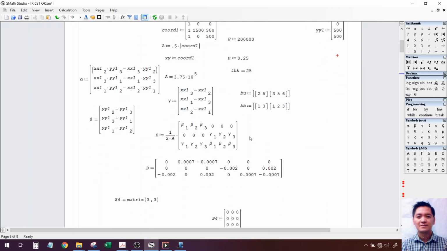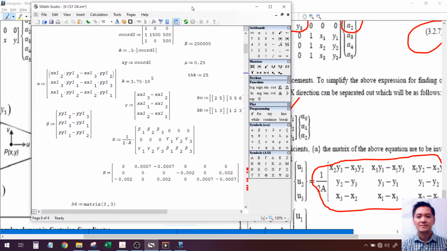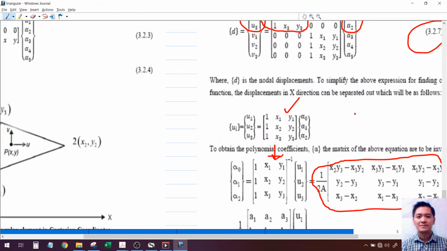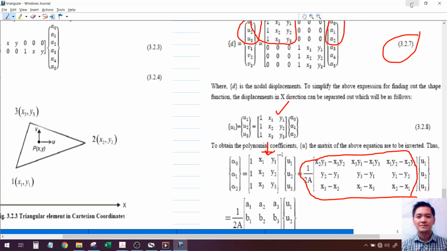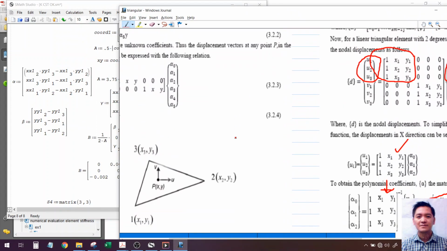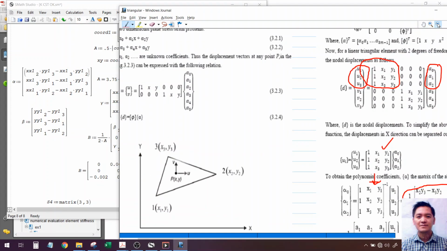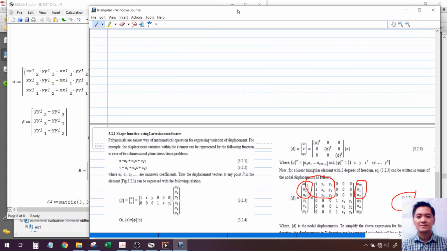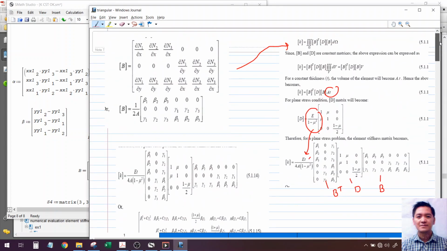So, given naman yung, minimize ko to. Where's this? Okay. So, yung alpha natin is here. There's alpha.